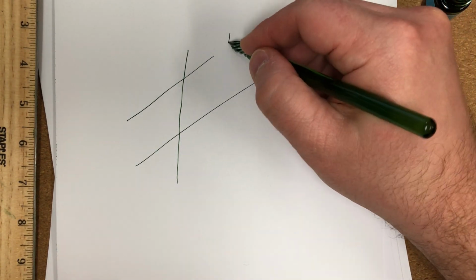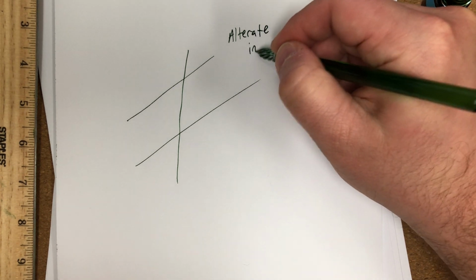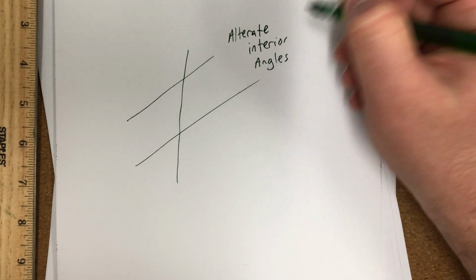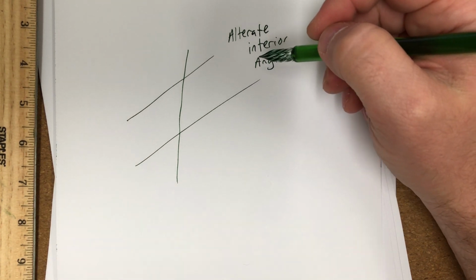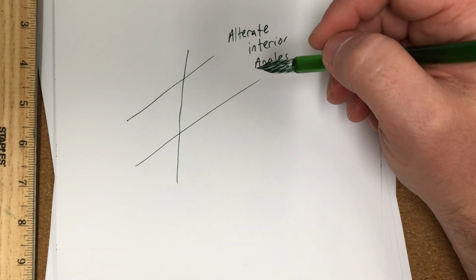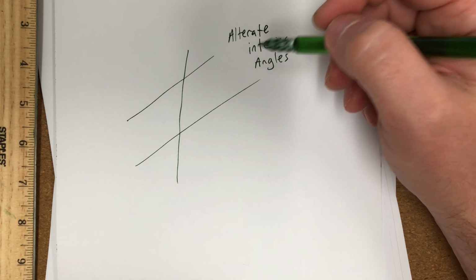Let's talk about this phrase, alternate interior angles. All right, alternate. What does alternate mean? There's a couple different ways that we can think about it, but alternate means switching or every other kind of thing. Something's alternating, it's changing.